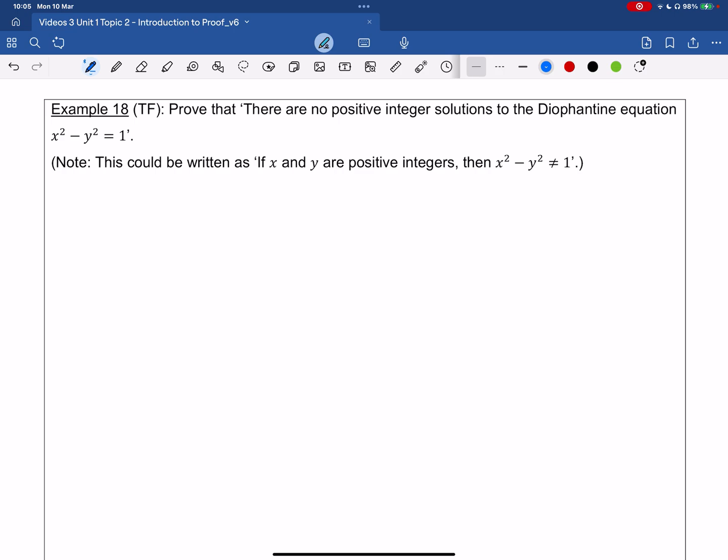Don't let the Diophantine equation confuse the matter. A Diophantine equation is an algebraic equation involving only sums and products and powers, and all the constants are integers and the solutions of interest are also integers. So we're trying to prove that x squared minus y squared is not equal to 1. Okay? So required to prove x squared minus y squared is not equal to 1 for all values of x and y that are positive integers.